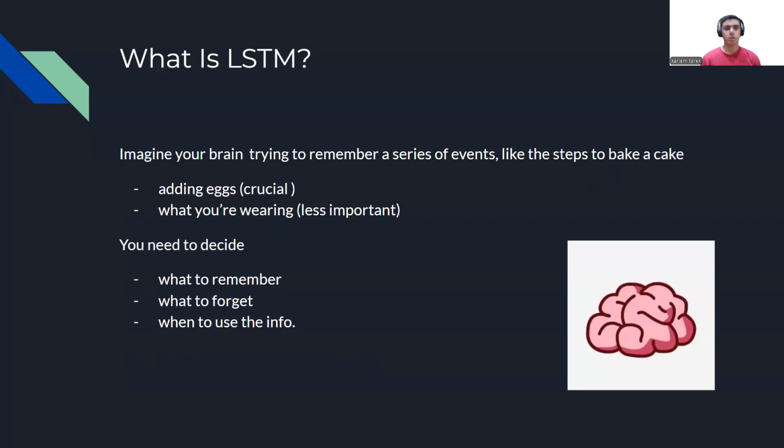Imagine your brain trying to remember a series of events like the steps to bake a cake. Some events are crucial, like adding eggs, while the others are less important, like what you are wearing. We need a smart way to decide what to remember, what to forget, and when to use the information.